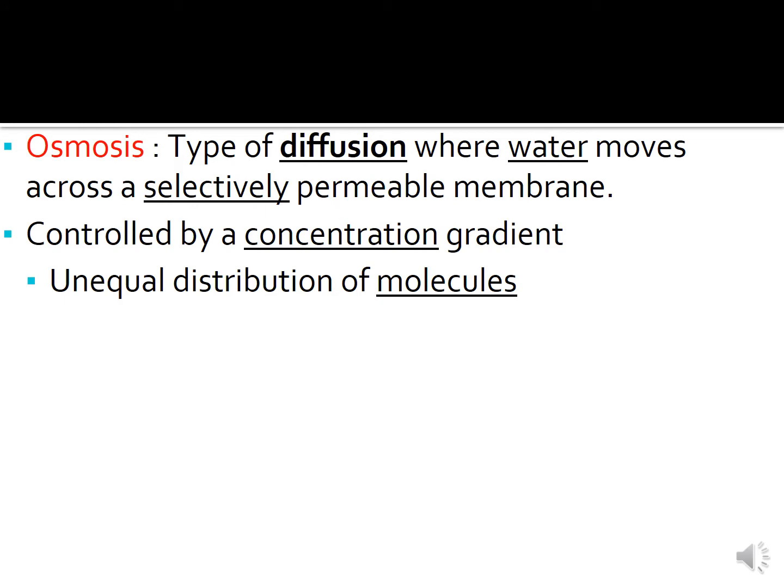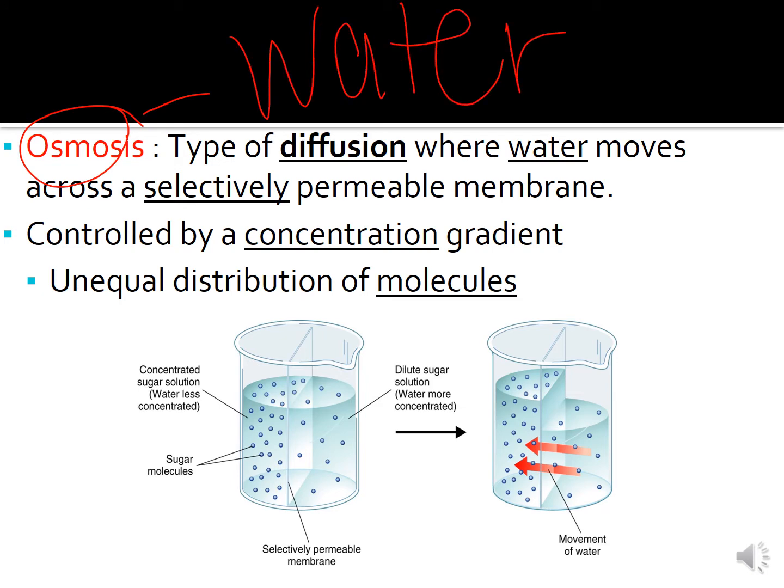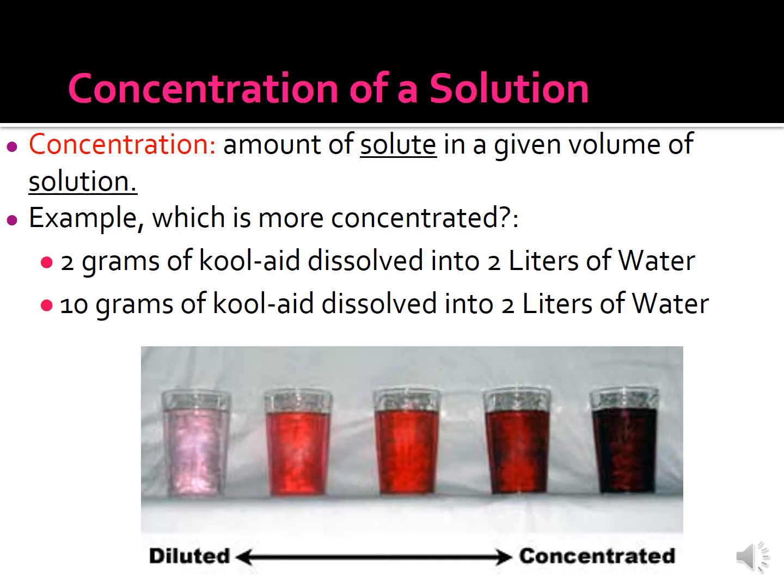Now we're going to talk about osmosis. Osmosis is only water. Yes, just water. This is a type of diffusion where water moves across the membrane. This is going to be an unequal distribution of molecules. Osmosis is the movement of water. We're still talking about passive, so it still goes from high to low concentration. Here's an idea of what a concentration is. Concentration is the amount of solute, and solute in our terms today is going to be salt or sugar.